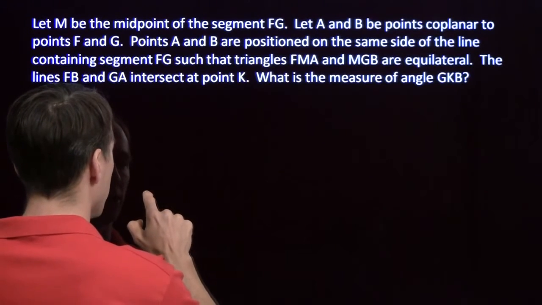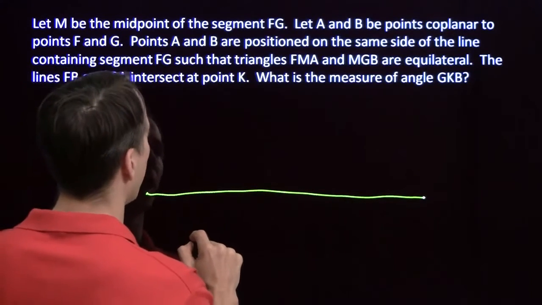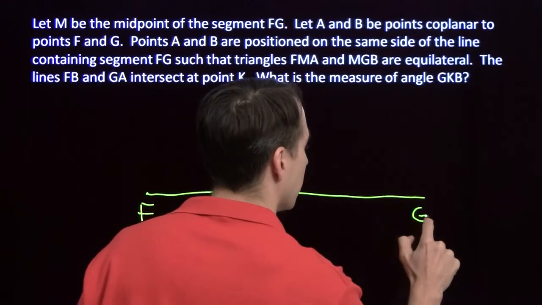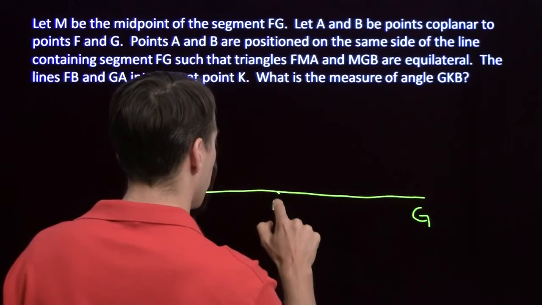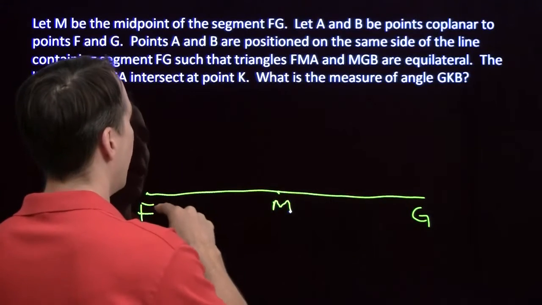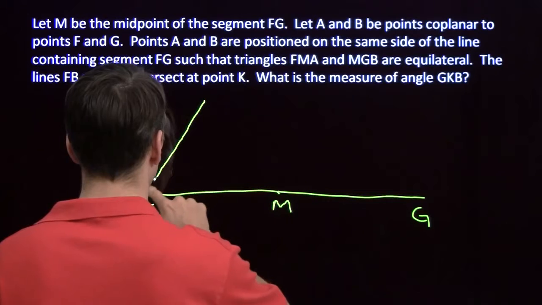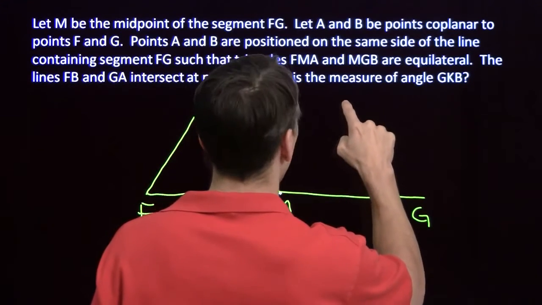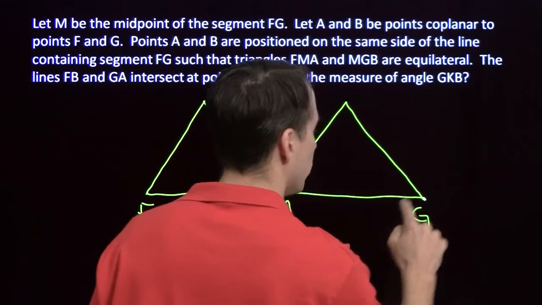So we're going to start with, let's see here, segment. Draw a diagram large because it's a long problem, so it's probably a complicated diagram. We start with segment FG. M is the midpoint of the segment. We'll call it right there. And A and B are on here so that FMA and MGB are equilateral. So I'm going to draw two equilateral triangles. And there we go. I've got two equilateral triangles.